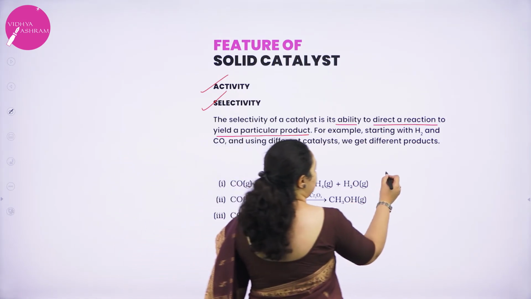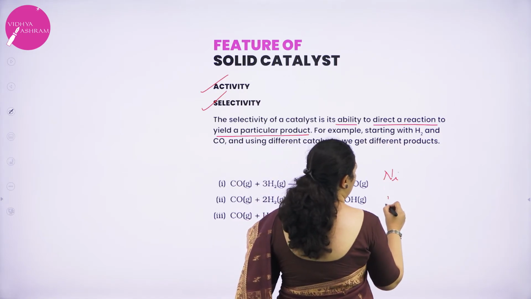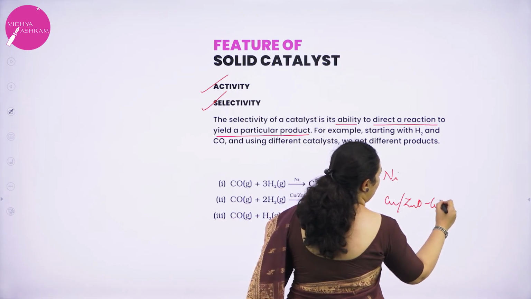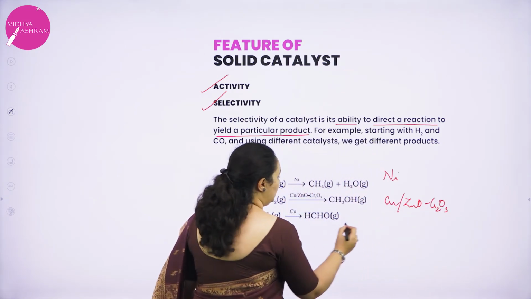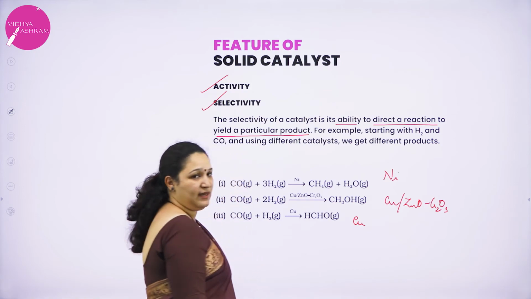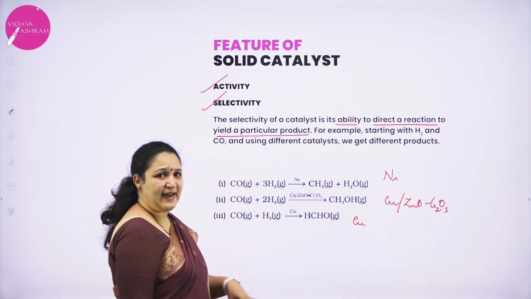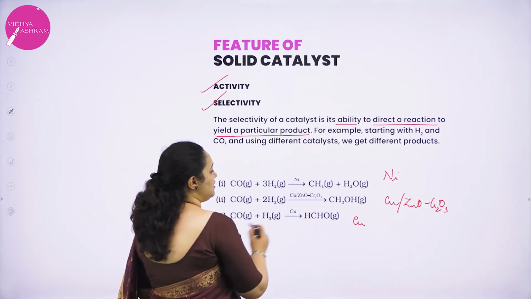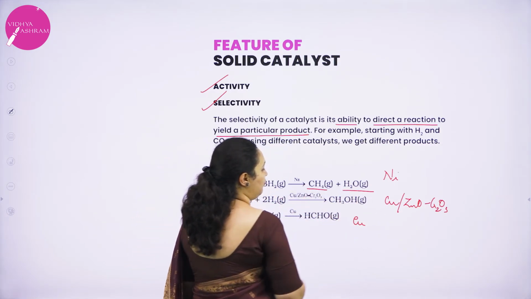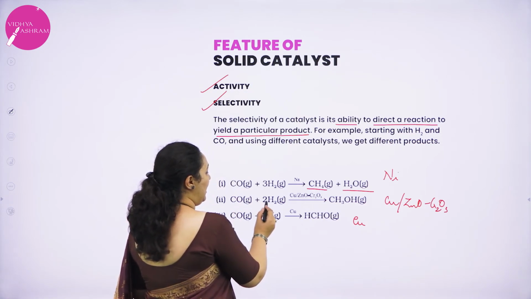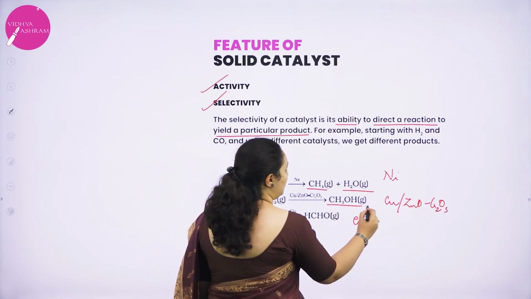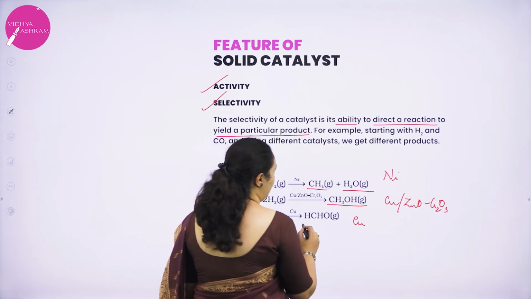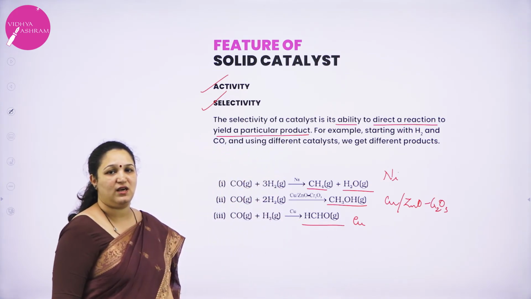Here we have used Ni, nickel. Here along with copper we have used zinc oxide with chromic oxide, and here again we have used only copper as the catalyst. As the catalyst changed, you can see the product also changed. First one, carbon monoxide with hydrogen, we got methane and water. Second one, carbon monoxide with hydrogen, we got methanol, CH3OH, and with carbon monoxide and hydrogen, I got formaldehyde, HCHO.